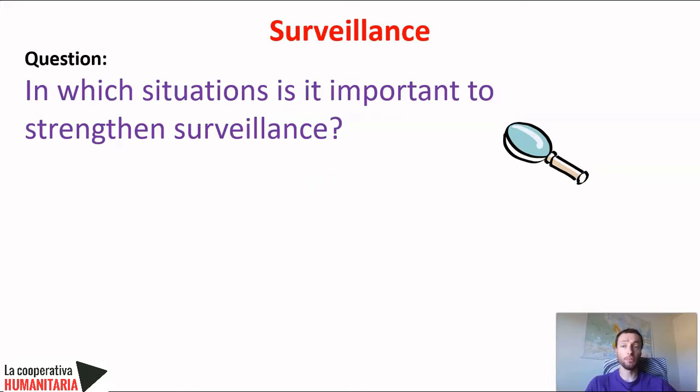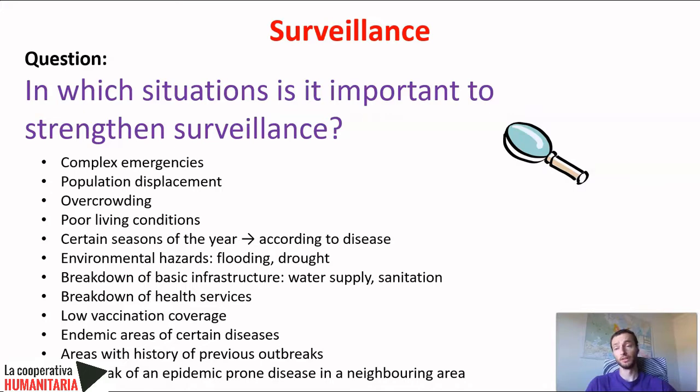In which situations is it important to reinforce our surveillance system? Quite a lot. Complex emergency, population displacement, overcrowding, poor living conditions. When we detect several or some of them, we should reinforce our surveillance system. Seasons and hazards like flooding, systems that get broken like water system or sanitation, low vaccination coverage, endemic areas, different things. In these cases, we reinforce our surveillance.